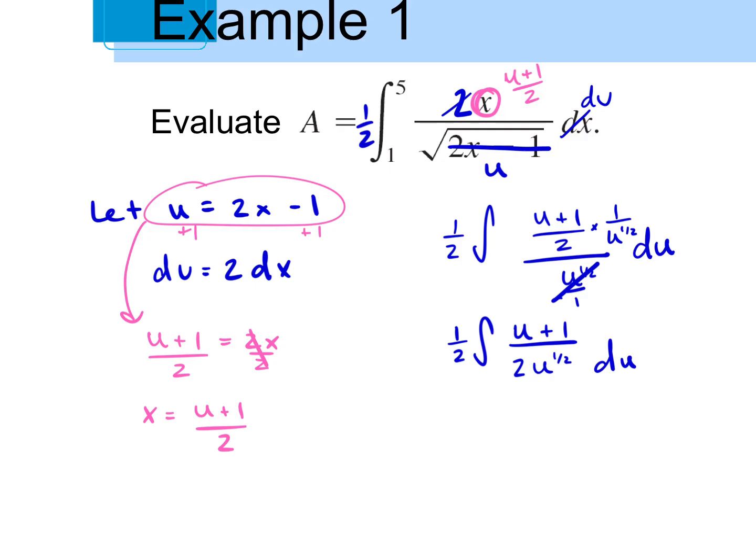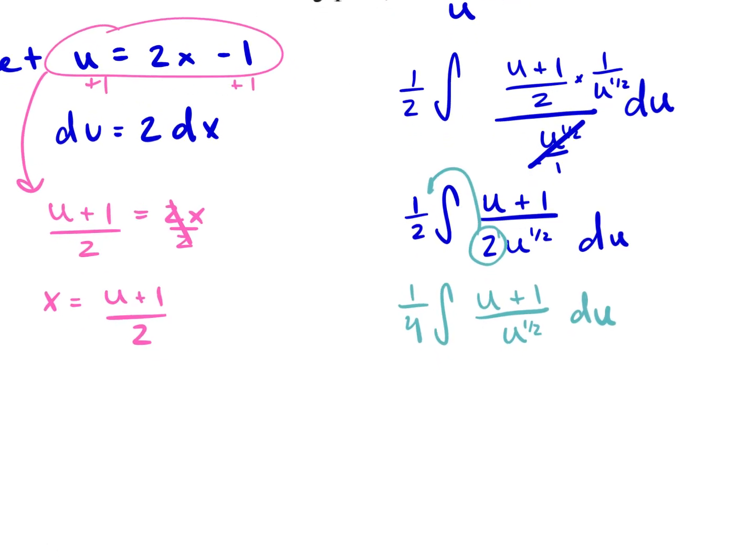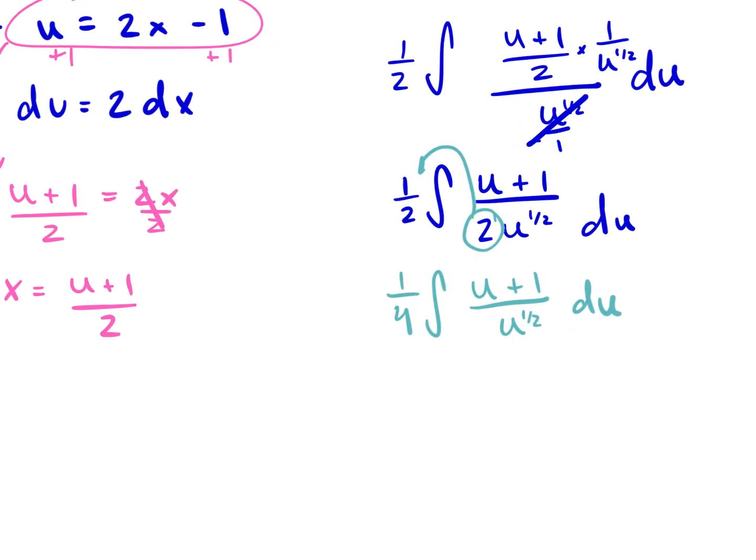Now this 2, since we're dividing by 2 or multiplying by 1/2, we can put it out front. So I can pull out another 1/2, and we have 1/2 times 1/2, which would turn into 1/4. So 1/4 times our integral of u plus 1 over u to the 1/2 power du. Now, we had something super similar on the last test. What would we do next?